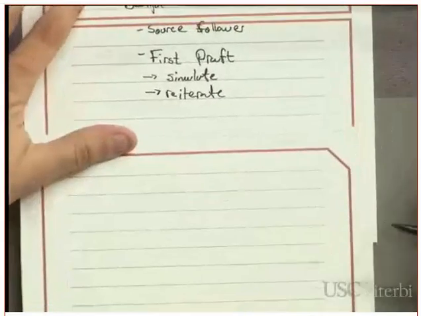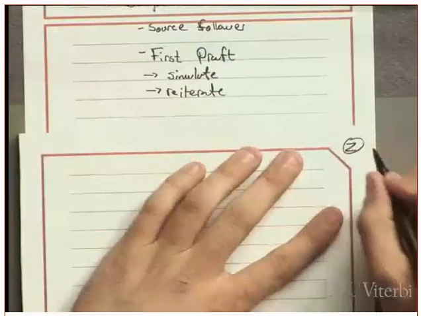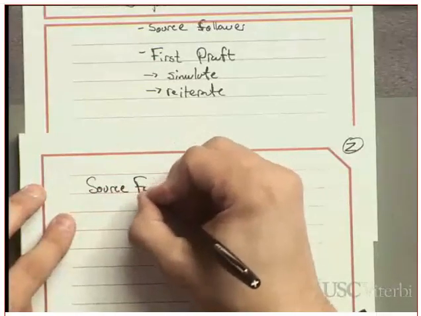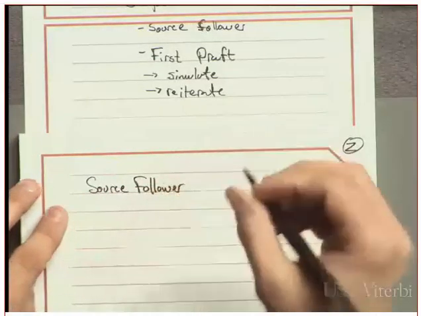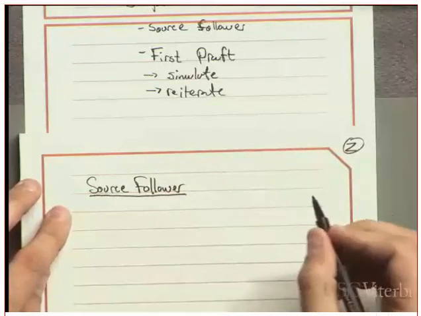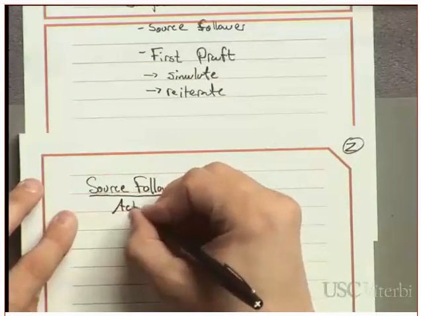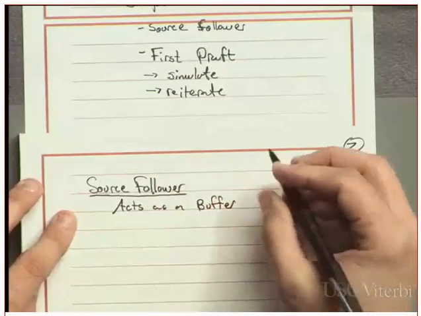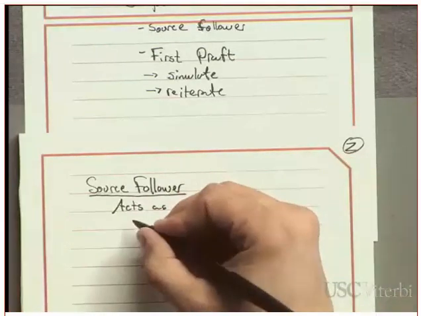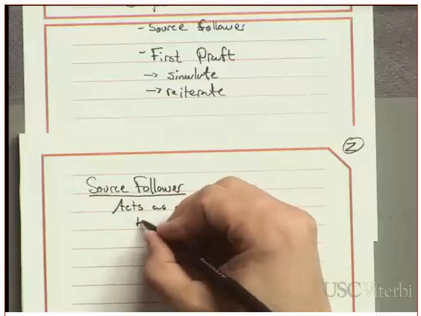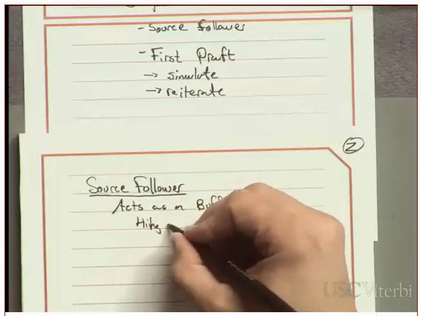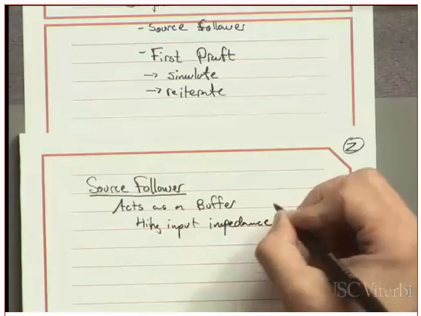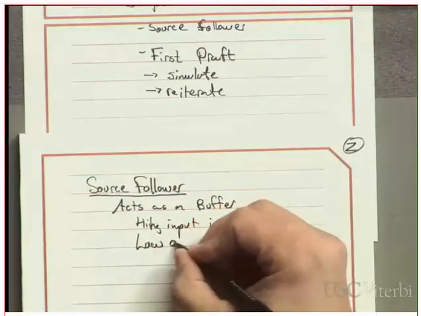So the source follower that I've been messing with, you would use it in a very small couple of cases. Because basically all it does is act as a buffer between the input and the output. And its desirable qualities in that respect is it has a high input impedance and a low output impedance.